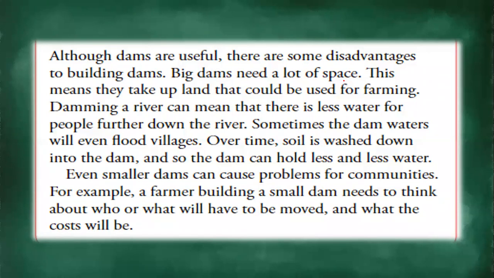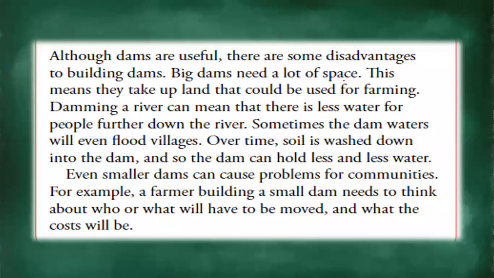Damming a river can mean that there is less water for people further down the river, okay. So, for example, let's say there is a river passing by your house, and then you decide to make a dam. What about the people who are staying further down the river? They are going to receive less water, obviously, because you have made a dam, okay? You have stored most of the water by your place. So other people will be affected as well because they are going to receive less water, okay?